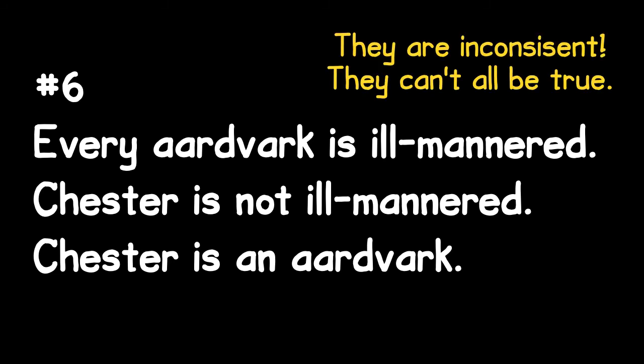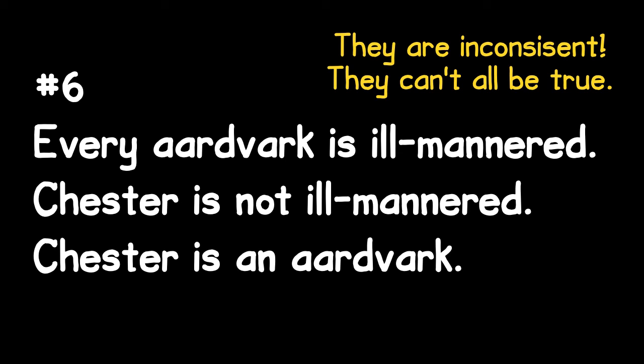So, these sentences can't all be true. At least one of them has to be false. Now, logic can't tell us which of these sentences is false, but they just don't all fit together. If every aardvark were ill-mannered, and Chester were an aardvark, then he'd have to be ill-mannered, so that second sentence would be false. If Chester was not ill-mannered and was an aardvark, then it would be false that every aardvark is ill-mannered. And finally, if every aardvark really is ill-mannered and Chester really isn't ill-mannered, then Chester can't be an aardvark. So we'll say that these sentences are inconsistent.